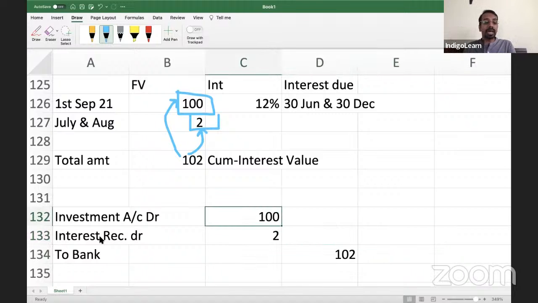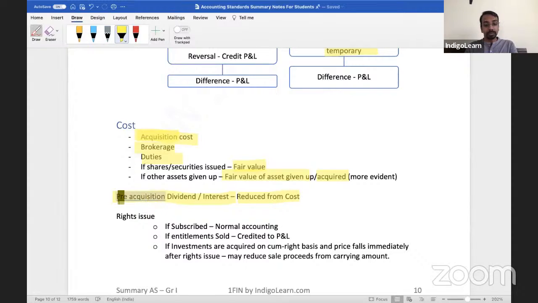You will always value it at ex interest, and if there are pre-acquisition dividend or interest, in our case I took an example of interest, there could be a pre-acquisition dividend as well. Okay, those are reduced from the amount that you are paying for acquiring that particular investment.